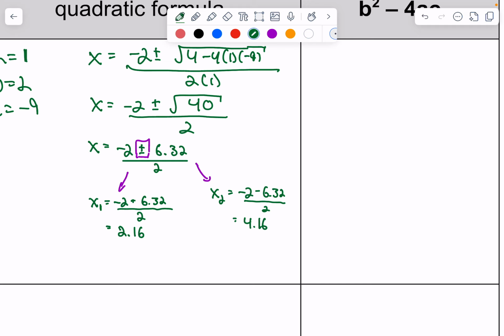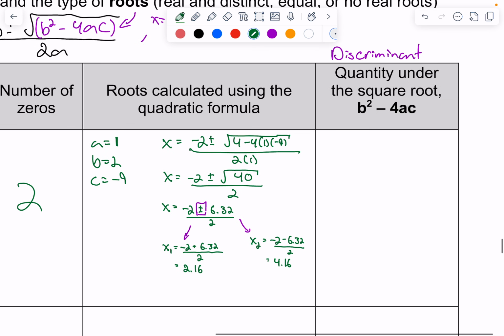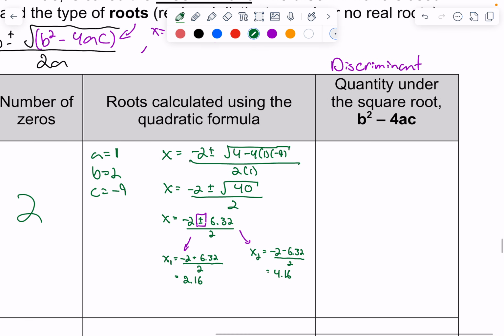The x coordinates. Well, again, the discriminant doesn't tell us what the actual roots are, okay? So the quadratic formula tells you this point. So that is at the point 4.16, 0. This is at the point 2.16, comma 0.